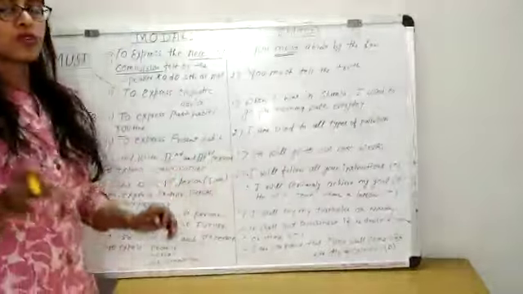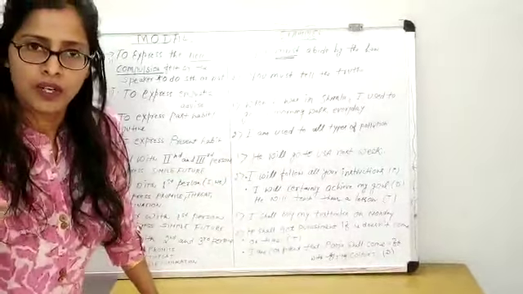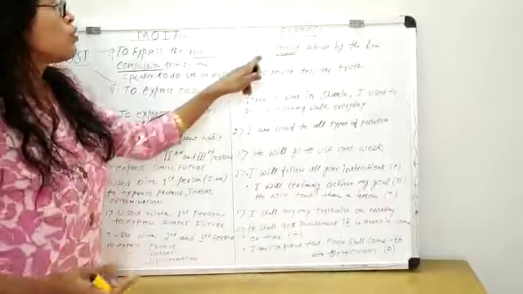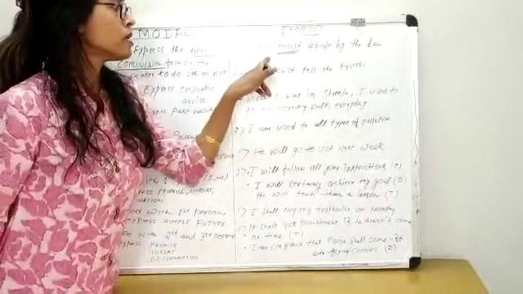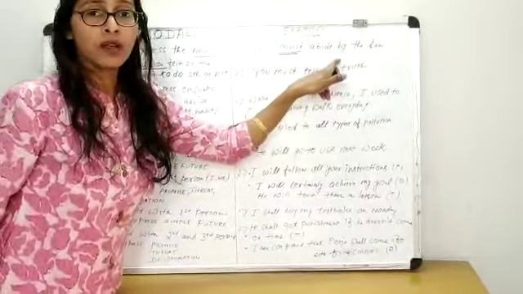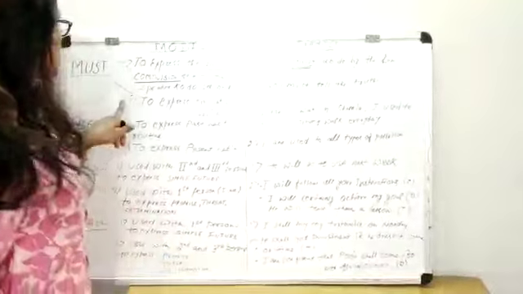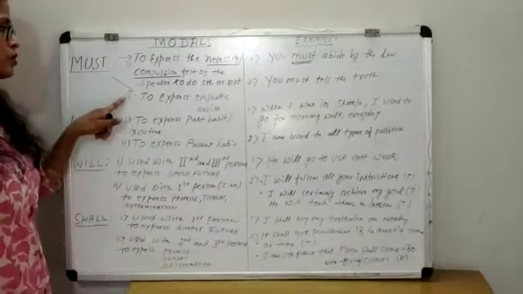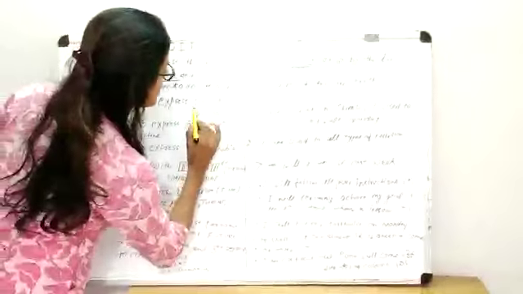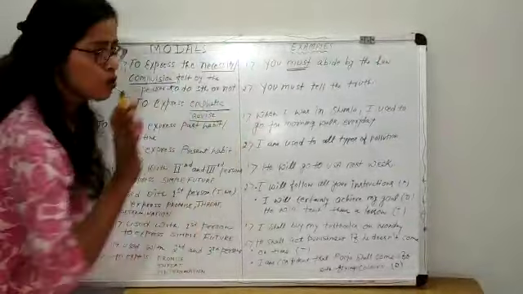Suppose you try to jump the traffic light. In that scenario, I must advise that you must abide by the law, you must abide by the traffic laws or rules. Fine? Is that clear? I hope it is clear. Come to the second point. It is also used to express emphatic advice. Emphatic advice means strong advice.